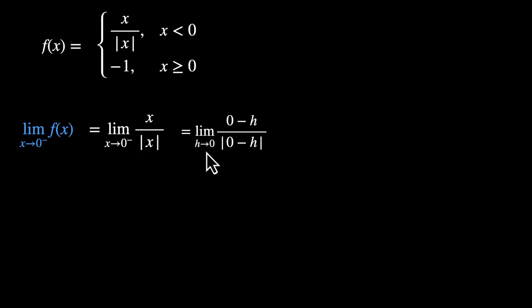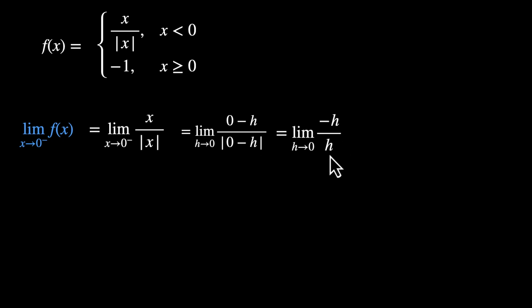So we'll change the limit and write it like this. Limit h tends to 0, h is a very small positive quantity. So this is 0 minus h because we're approaching 0 from the left hand side. So we'll replace x by 0 minus h. We'll do the same in the denominator. So 0 minus h by mod of 0 minus h.